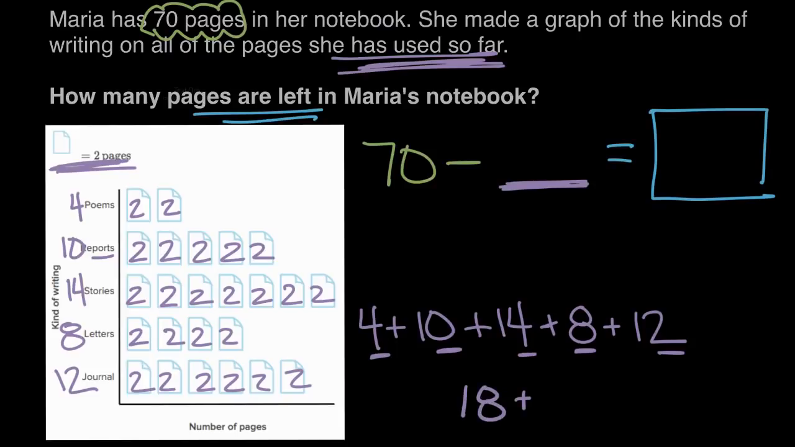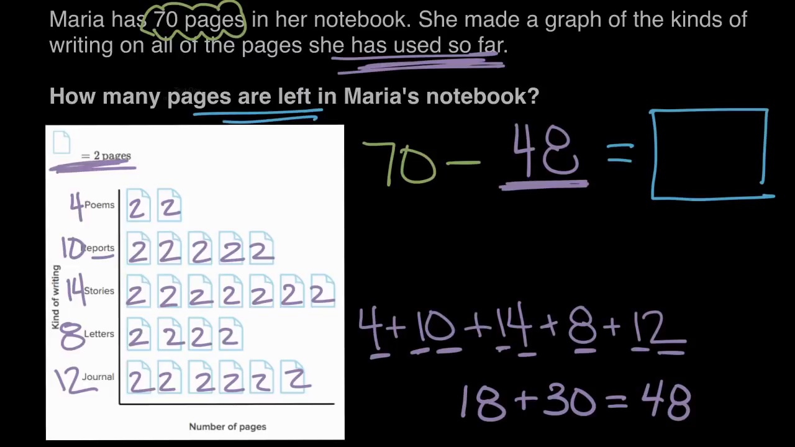Plus, now let's add our 10s. 1 ten plus another 10 is 2 tens, or 20. Plus 1 more ten is 3 tens, or 30. So she used 18 ones plus 3 tens, so 18 plus 30 pages, which is a total of 48 pages. She's used 48 pages so far. So if we take those 48 away from 70, we'll know how many pages are left.